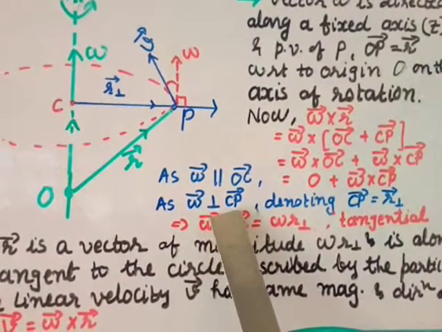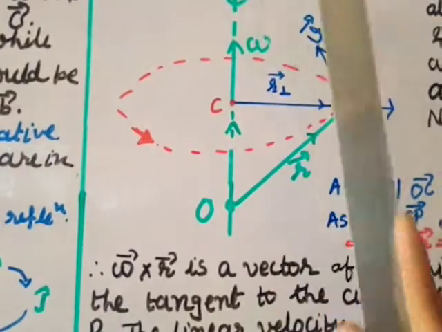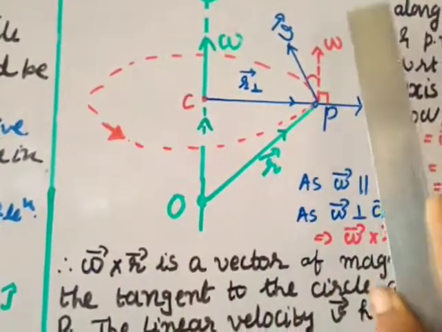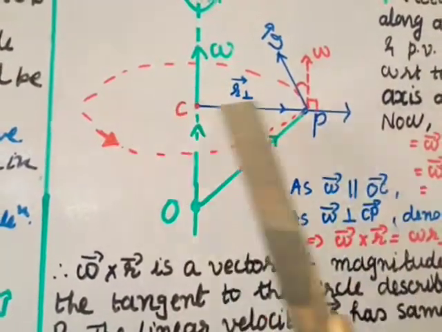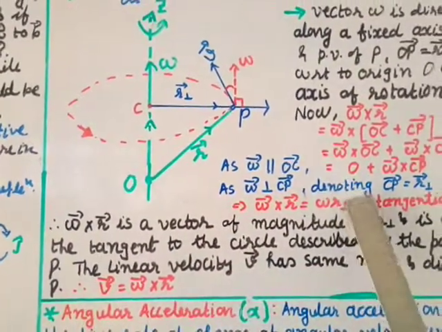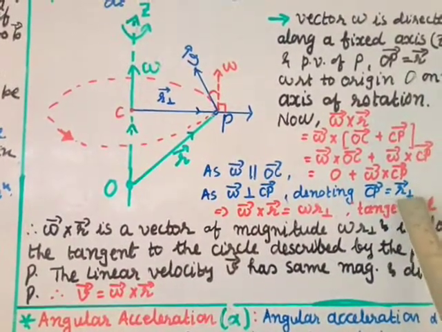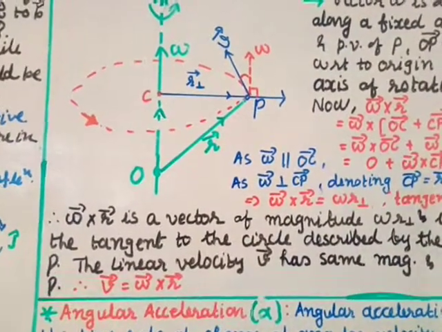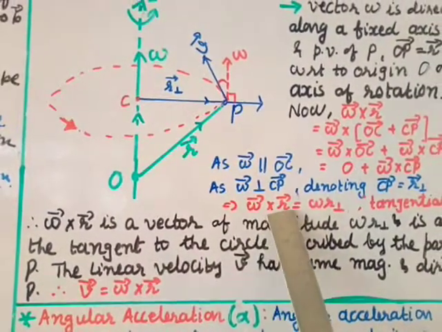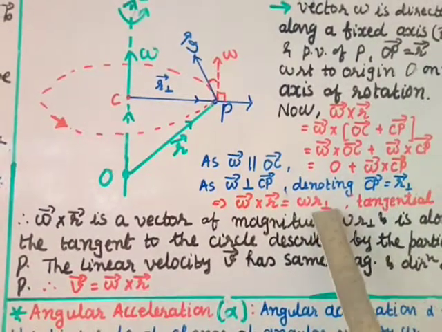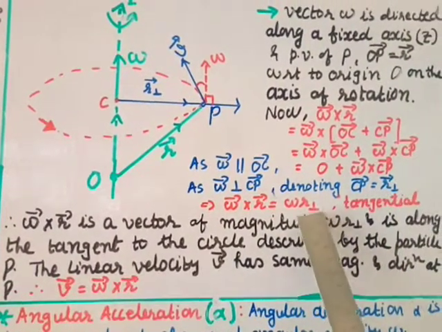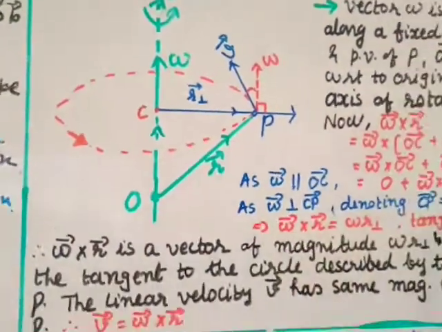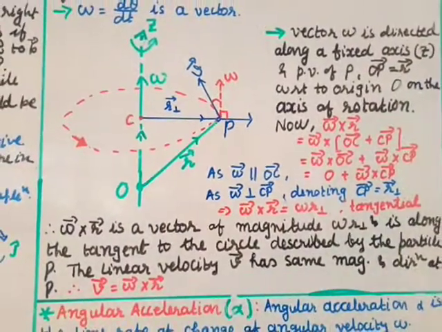Omega is perpendicular to CP. We can see that omega is in this direction and CP is in this direction, so they are perpendicular. Here I have also drawn this omega and this CP, which are perpendicular. If we denote CP equal to vector R perpendicular, then we can say omega cross R equals omega into R perpendicular. This is the magnitude, and it will be tangential to the circle.